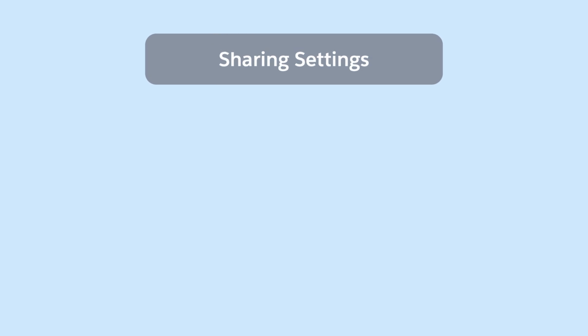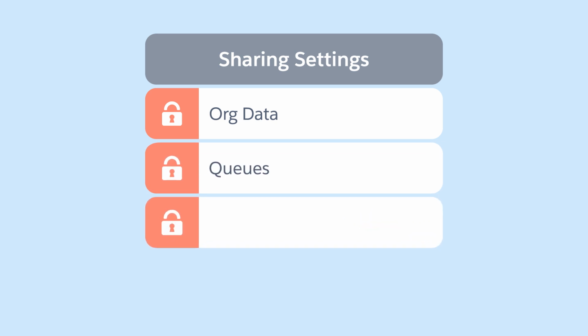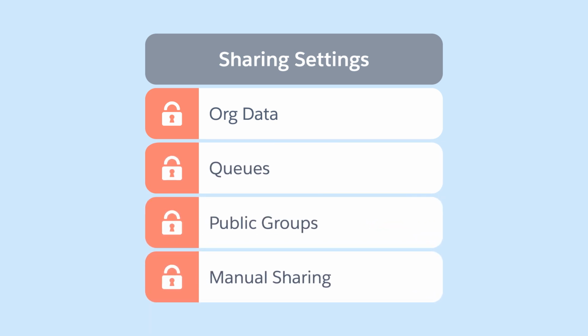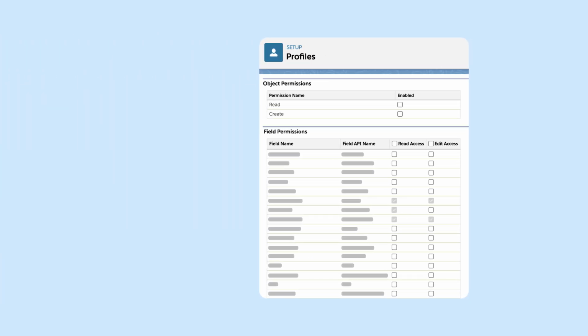So let's talk about sharing settings. By default, Salesforce doesn't allow guest users to access your org's data. This means that the default settings of guest users are private. Plus, guest users can't be added to queues or public groups or via manual sharing. Let's go through some best practices for how you can do that.